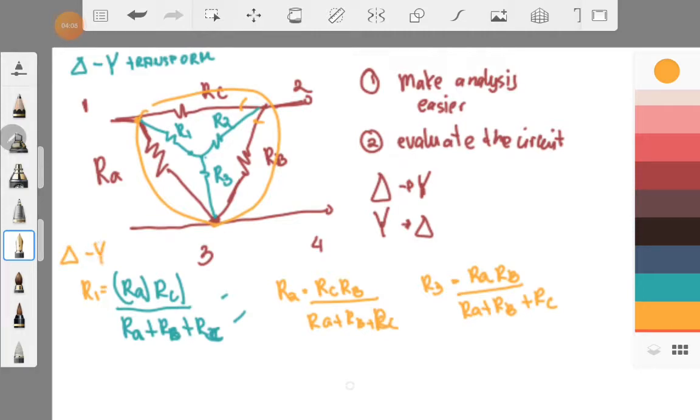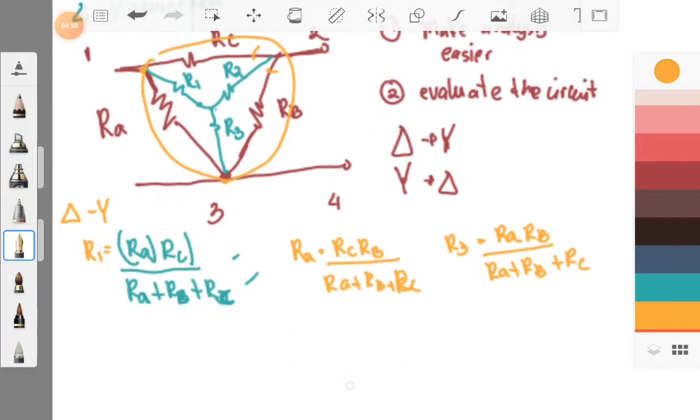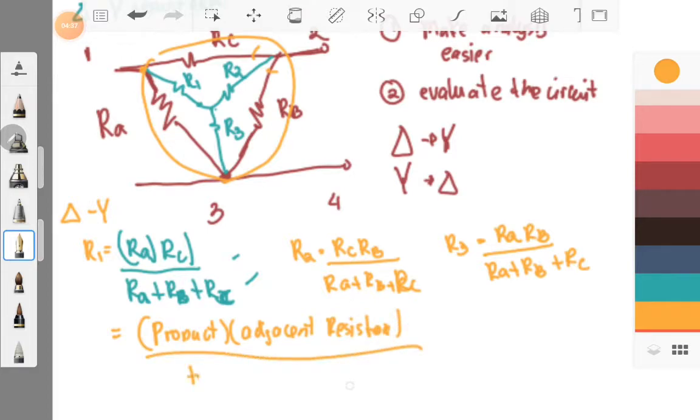Delta to Y. Ang isipin nyo lang, pag nagta-transform kayo from delta to y is that kung ano yung nakakonekta sa transform nyo, multiply mo yung dalawang nakakonekta na yan divided by the total resistance of your delta. Okay? Total product of adjacent resistors divided by the total of the resistors in delta. So, yan yung delta transformation niya.